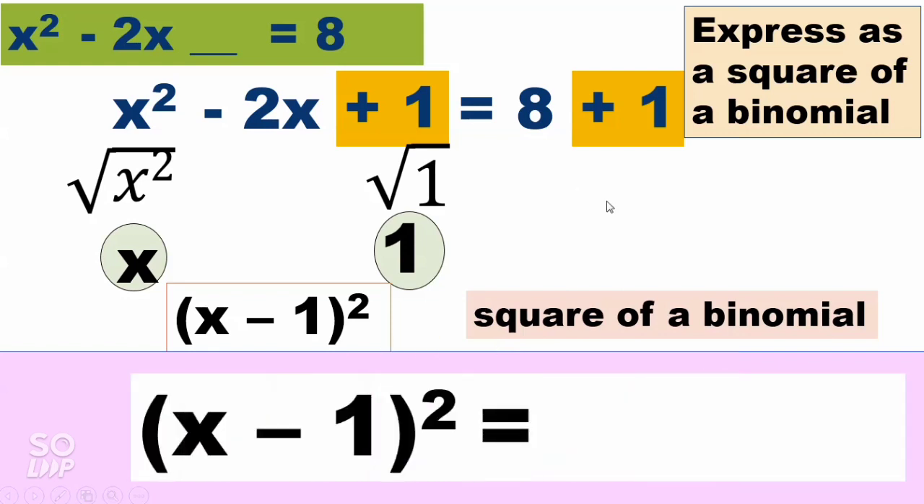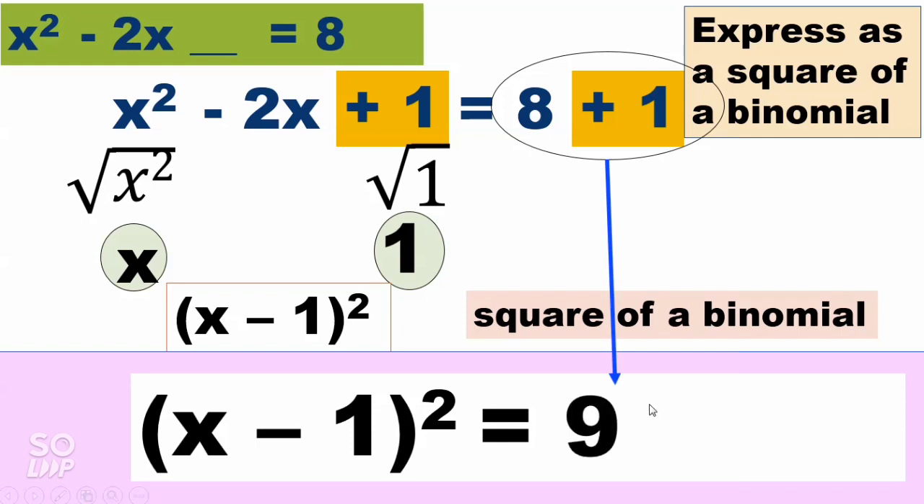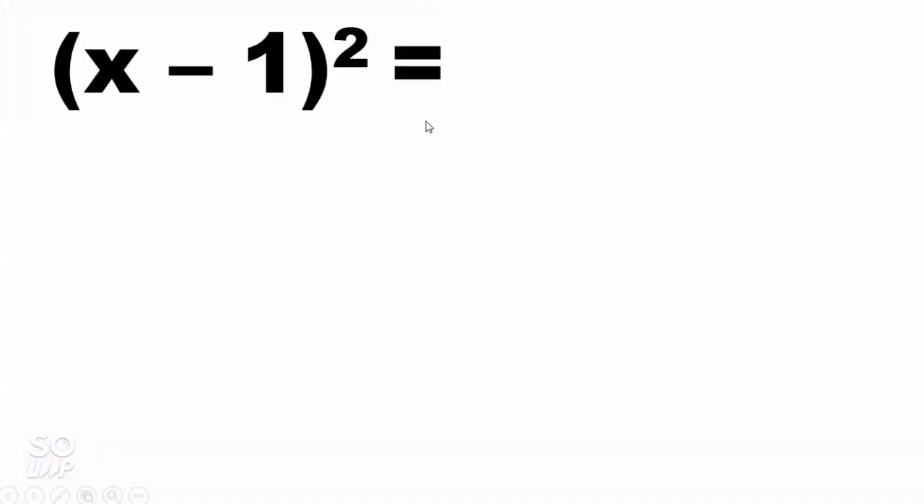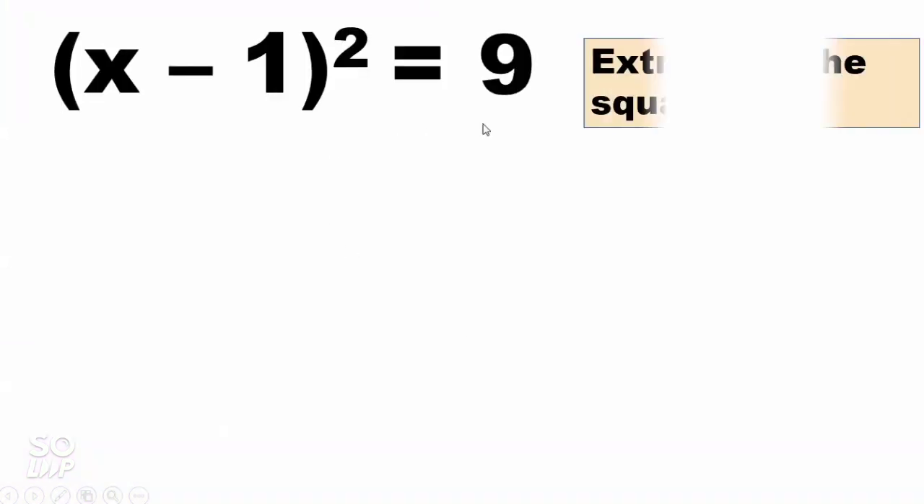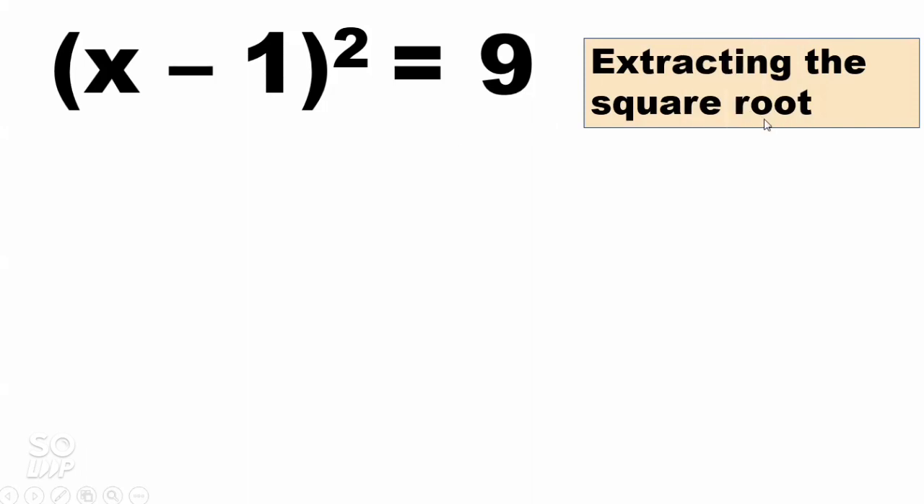Now, on the right side, i-add lang natin yung 8 at saka 1. 8 plus 1 equals 9. Okay, so yan na yung new equation natin. Next, x minus 1 square equals 9. Okay, so the next step is by extracting the square root ng left side at saka right side ng equation.